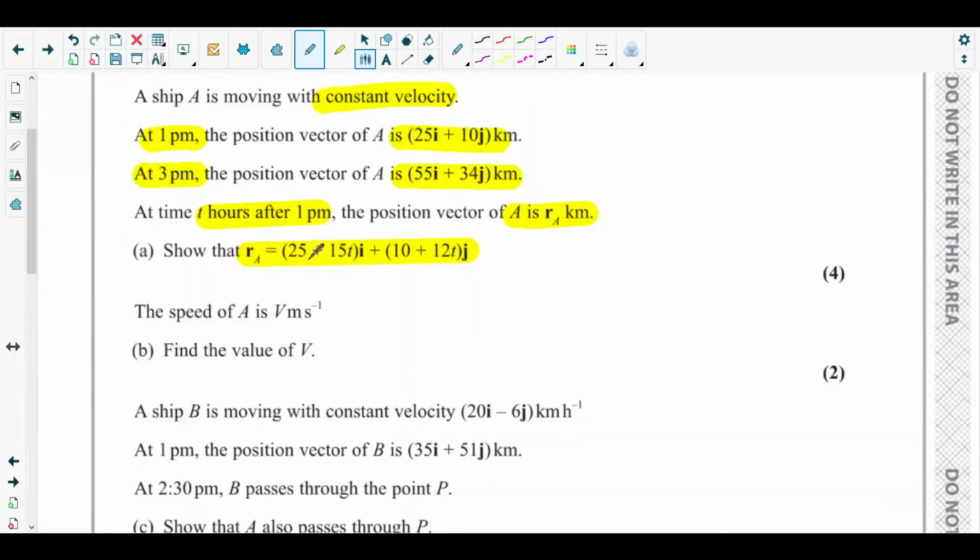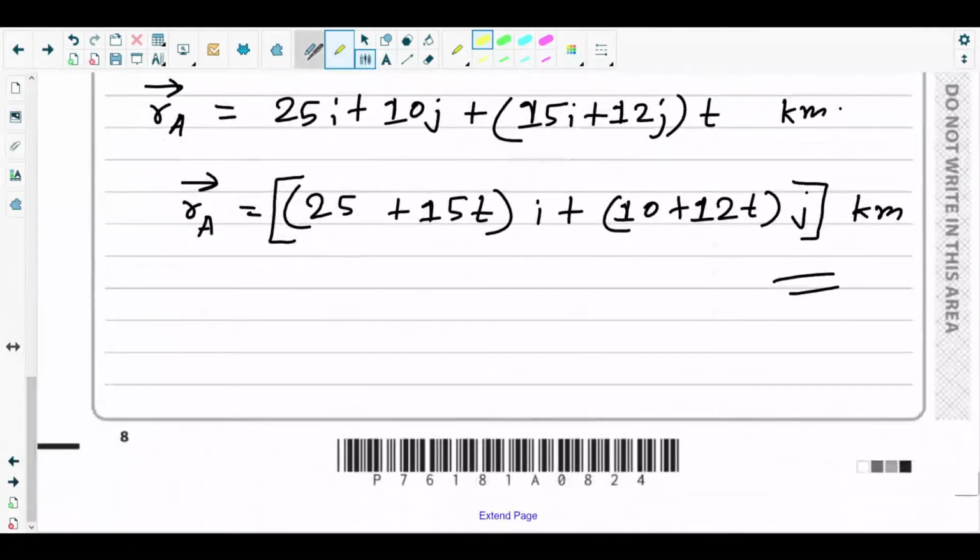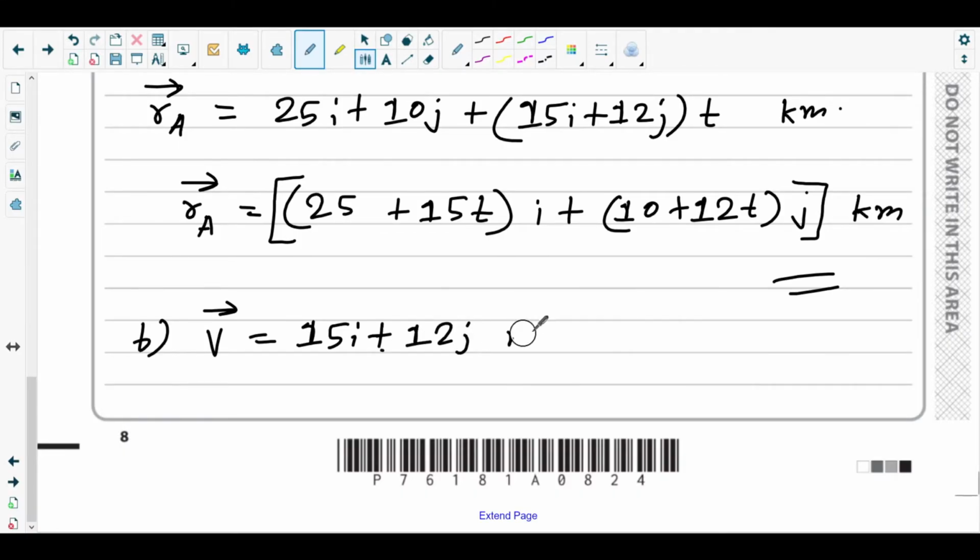Next is part B. The speed of A is v meters per second, and part B asks us to find the value of v. So we need to find the speed of ship A. The velocity of A we got is 15i plus 12j kilometers per hour.